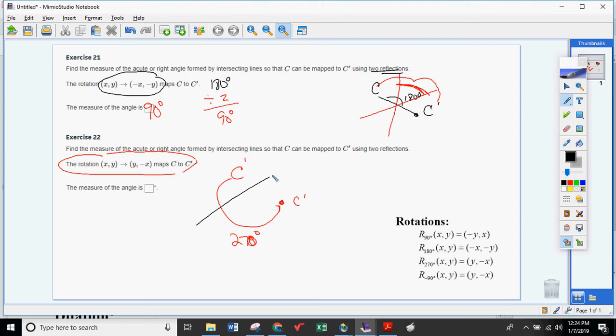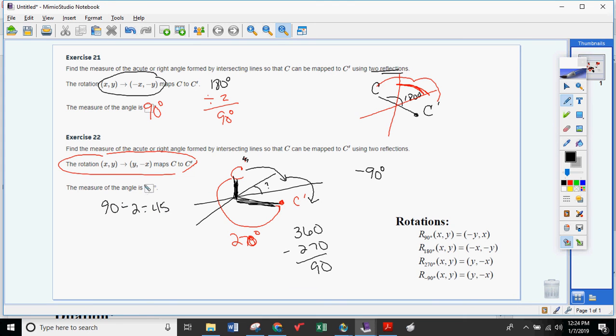And they want to know if I drew two intersecting lines and I reflected C, oops, that shouldn't be a prime, and then reflected it again, what does this angle have to be inside? Now this is a little trickier. You have to realize that a 270 degree rotation is also the same thing as a negative 90 degree rotation, because 360 minus 270 is 90. So now I'm going to do half of 90. So 90 divided by 2 is 45. So that middle angle has to be 45 degrees.